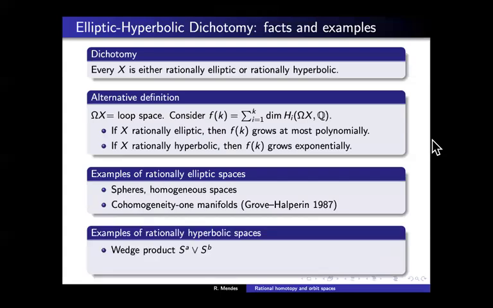Okay, we're going to be concentrating on rationally elliptic things, but I'll also give you some examples of rationally hyperbolic spaces. If you take the wedge product of two spheres, that will be rationally hyperbolic. And if you take a manifold that's not rationally homotopy equivalent to a sphere, and you take a large enough number of copies of it and form connected sums, that will also become rationally hyperbolic eventually. So that's another example.